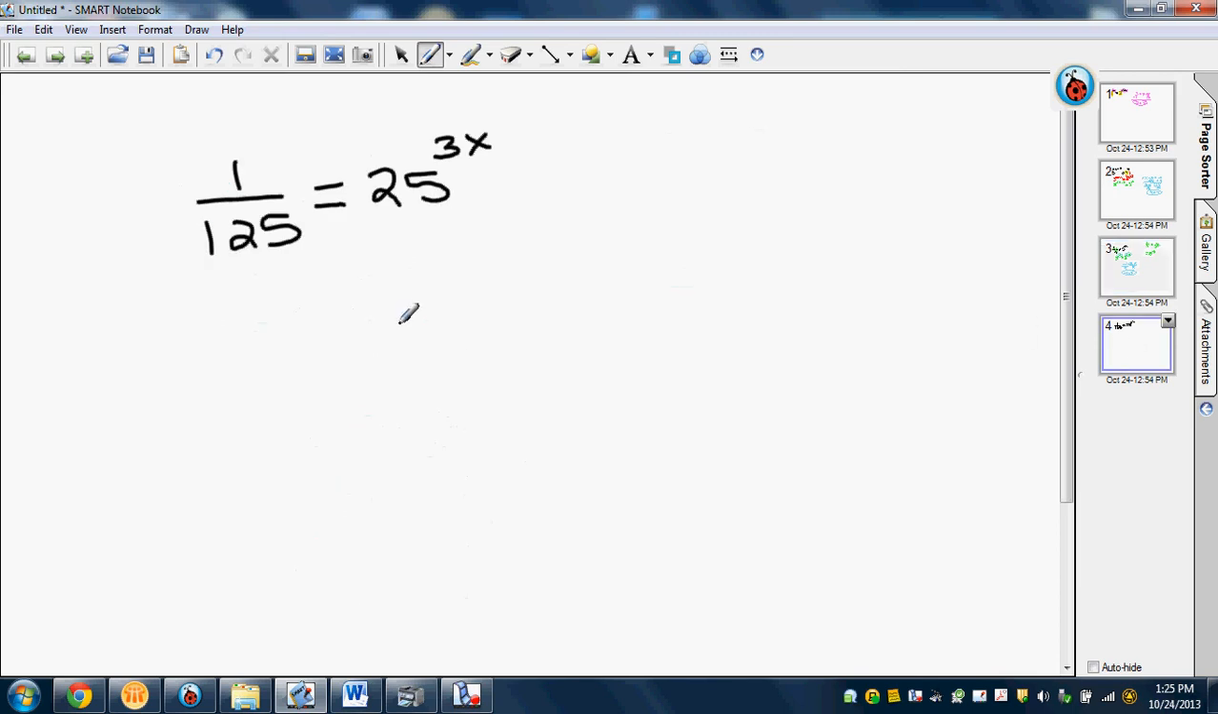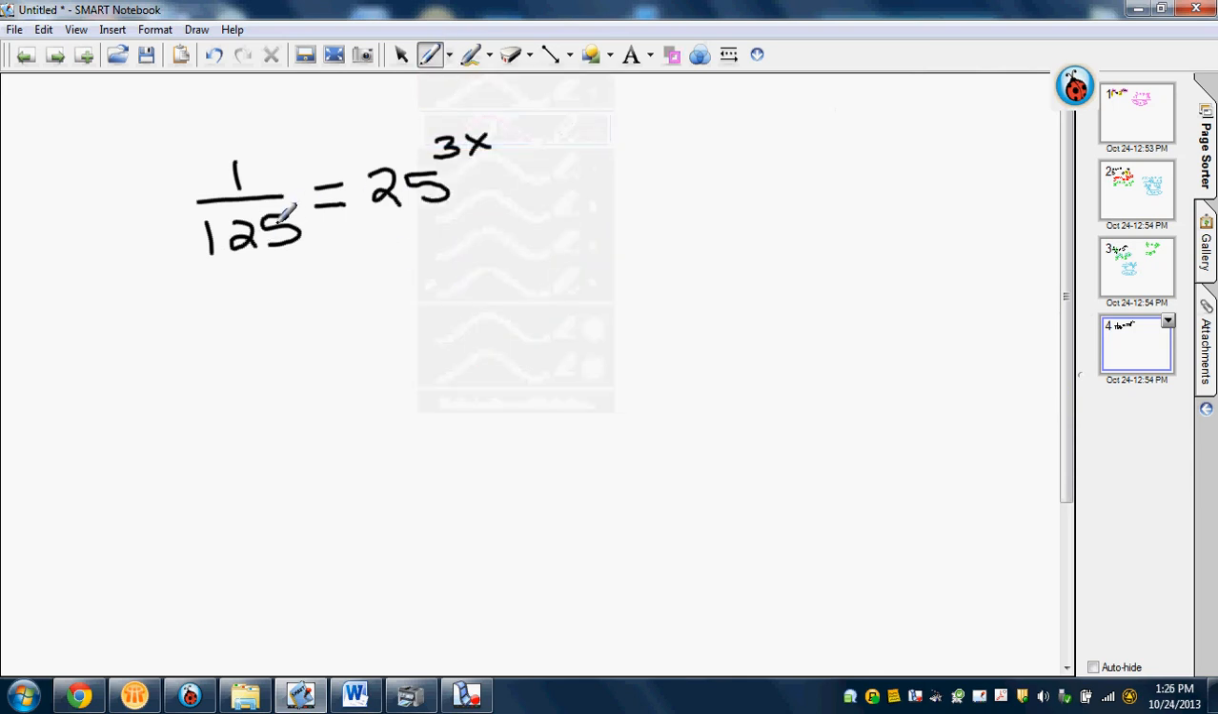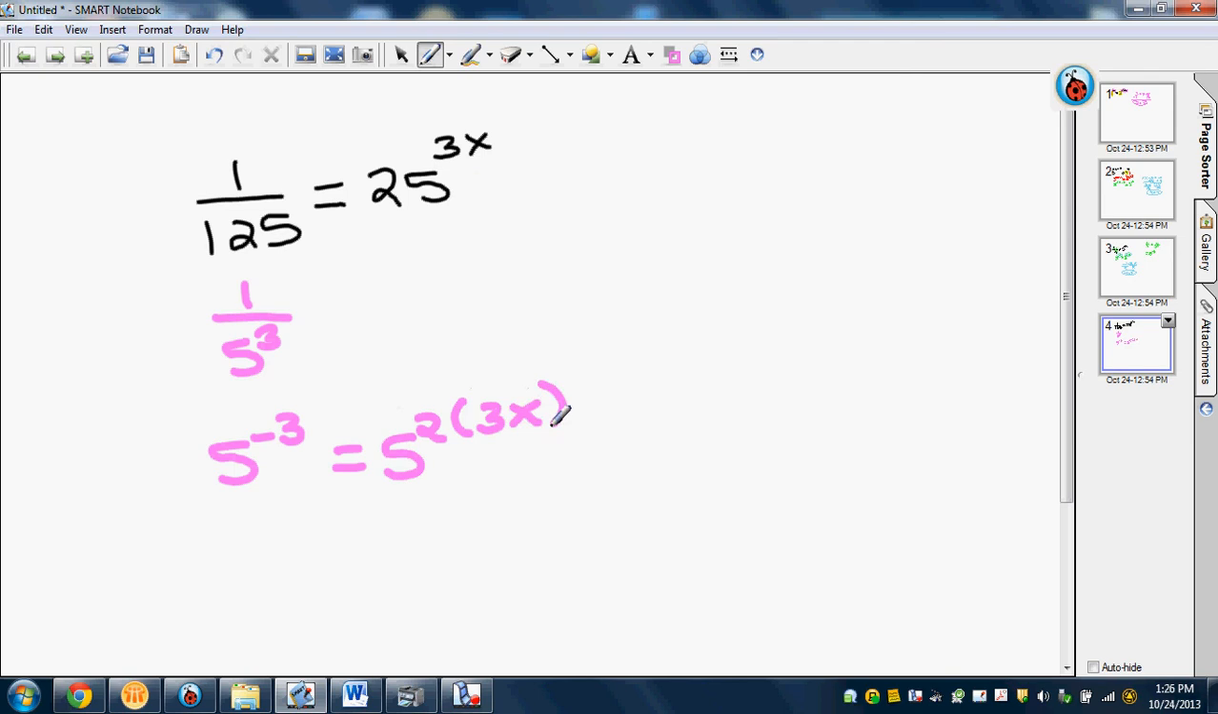The last example I want to show you is that there are going to be times where you're going to have to change both sides, not just one side. So what I'm going to do here is I notice that these each can be written as a power of 5. So this is the same thing as 1 over 5 cubed, but I don't want my 5 cubed on the bottom, so I'm going to make it 5 to the negative 3rd power. And then 25 is equal to 5 squared, but I can't forget about that 3x that was already there. So this is 5 to the negative 3rd power is equal to 5 to the power of 6x.